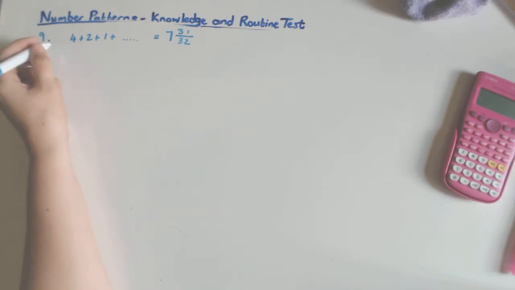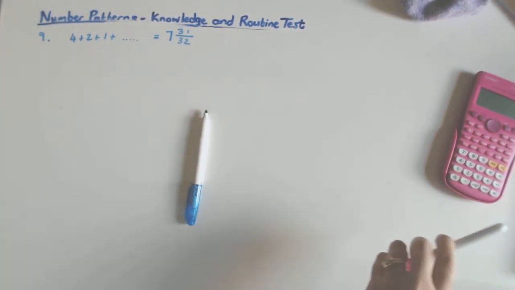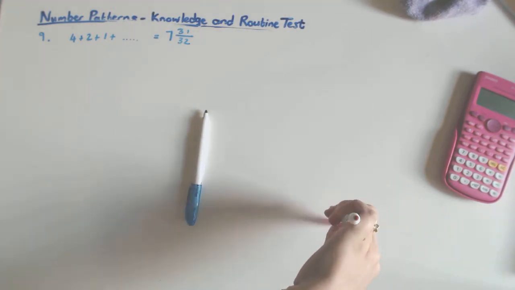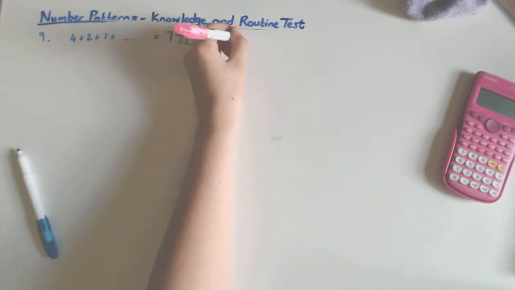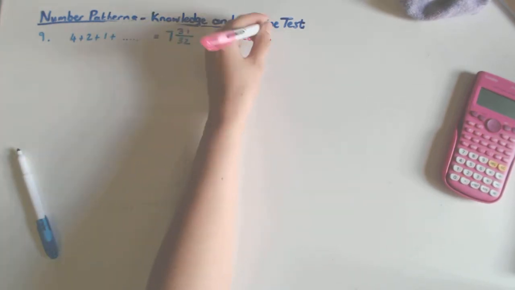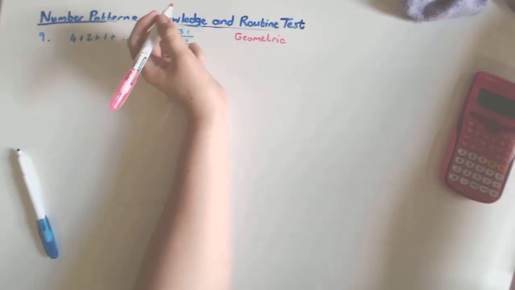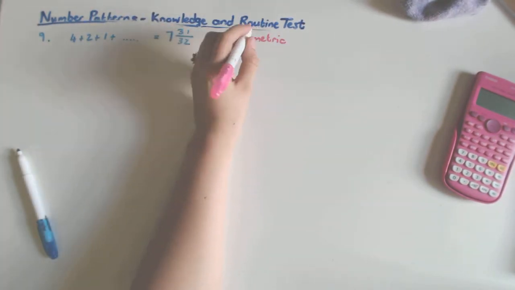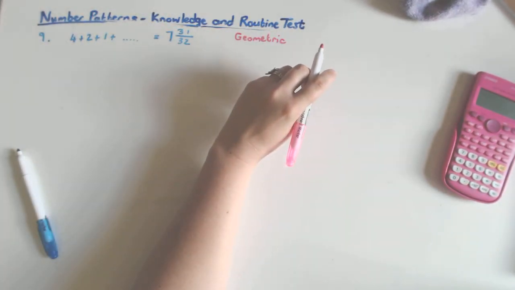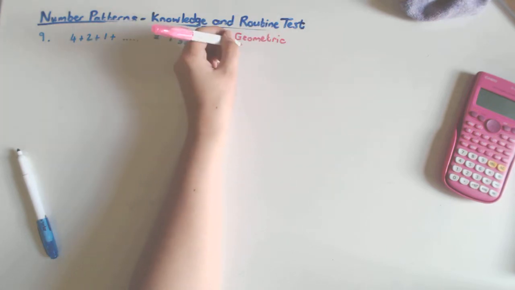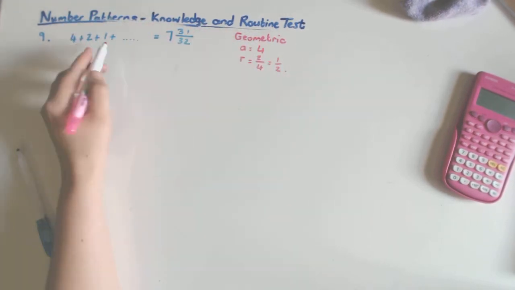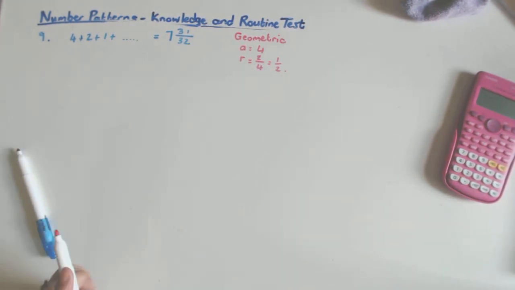So the most important thing that you must not make a mistake with is don't work with arithmetic when it's geometric and vice versa. So this is clearly a geometric pattern. And in this geometric pattern, I've got my first value is 4 and my r is 2 over 4, which is a half, or 1 over 2, which is a half. So my r is a half.